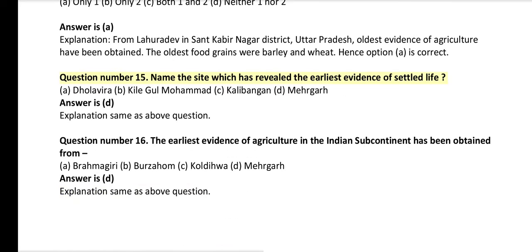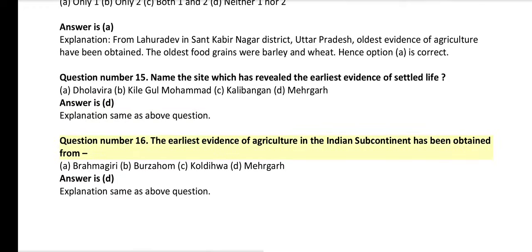Question number 15. Name the site which has revealed the earliest evidence of settled life. A. Dholavira. B. Kili Gul Muhammad. C. Kalibangan. D. Mergarh. Answer is D. Explanation same as above question.